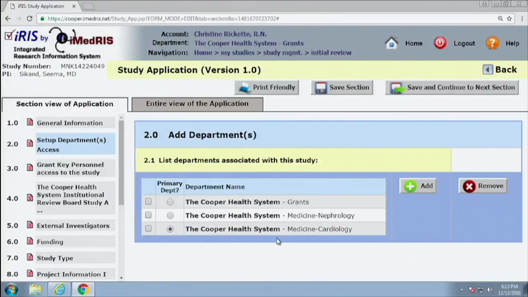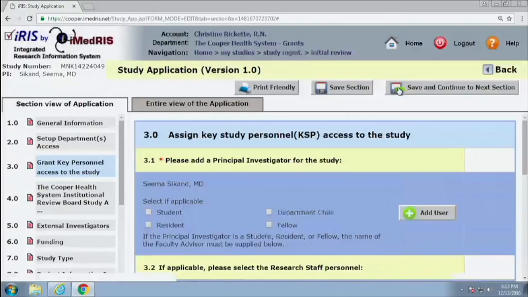The primary department would be who the PI is under. But then your co-investigators might be from anesthesia or any other divisions. They would need to be added into here. Grants is added for my people in the Cooper Research Institute. They fall under grants. Then we save and continue.